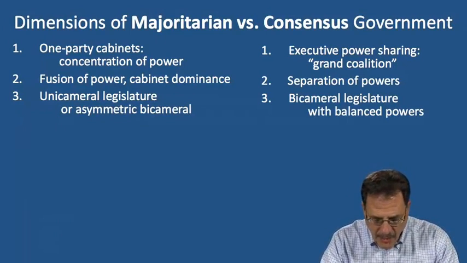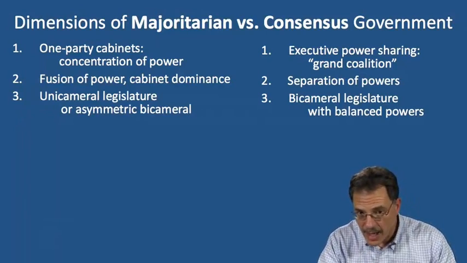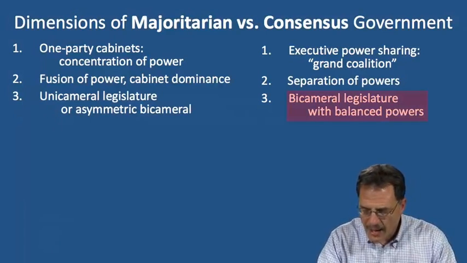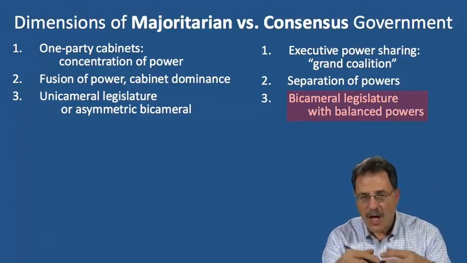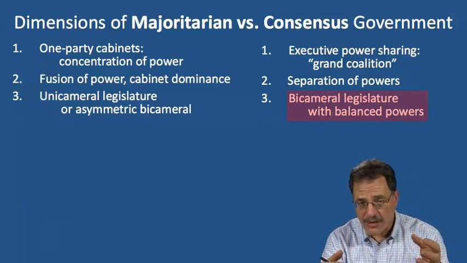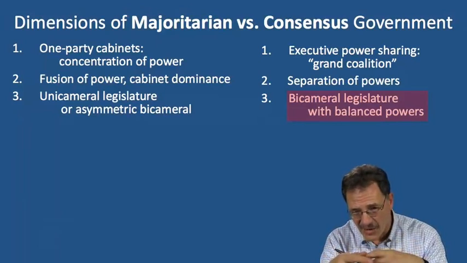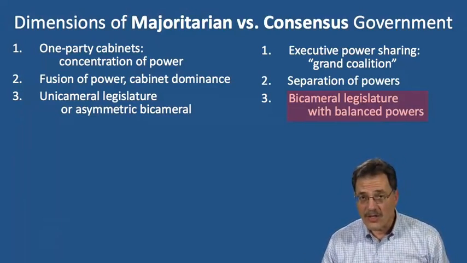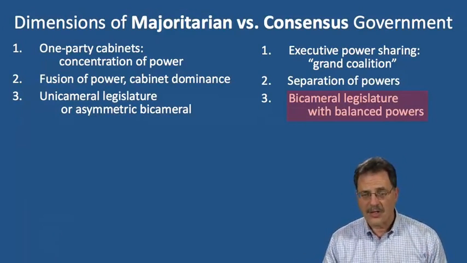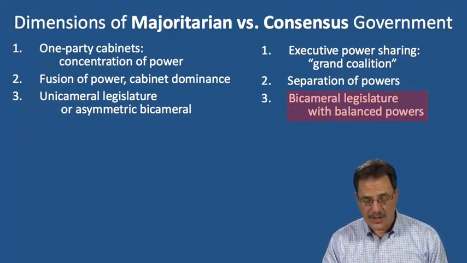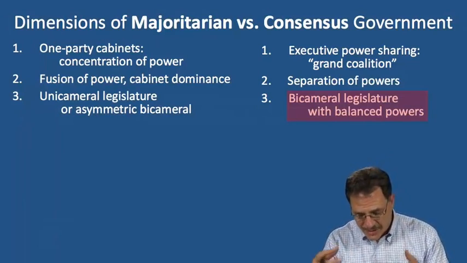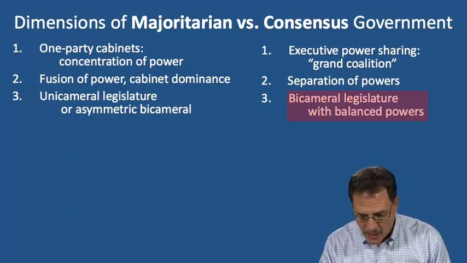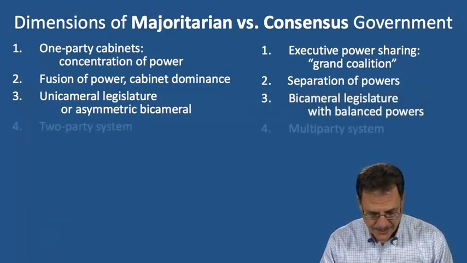So with a unicameral legislature or an asymmetric bicameral legislature, power tends to be more concentrated. When you have two houses of a National Assembly, each with relatively, if not identical, then relatively balanced powers, you have the possibility that different parties, or different coalitions of parties, may control the two different branches, and the more the two houses of Parliament are equal in their powers, the more this diffuses power.